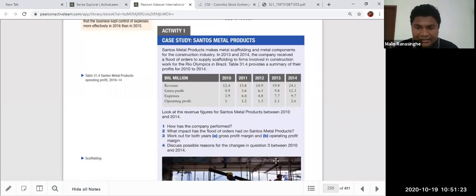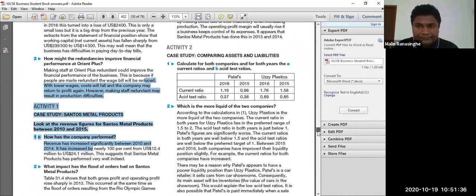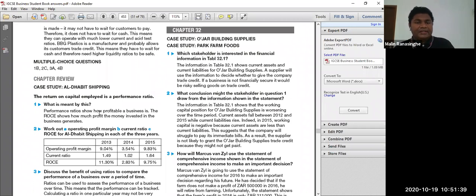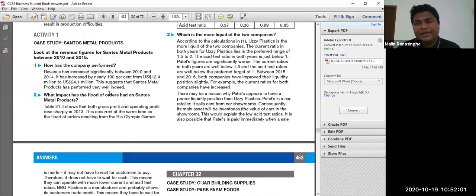Okay, here we go, I'll share the answer for this quickly. Mainly performance wise, I see the company was really good. Revenue has increased significantly. Between 2010 and 2014, it has increased nearly by 100% from 12.4 million to 24.1 million. This suggests that Santosh Metal Products has performed very well indeed. Right, very well. If you perform very well, you have to mention it like that.